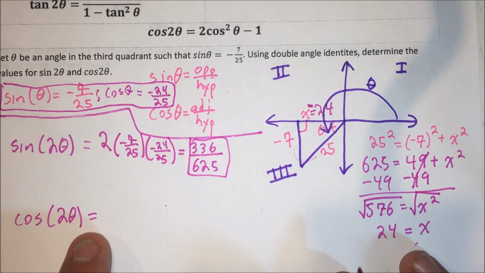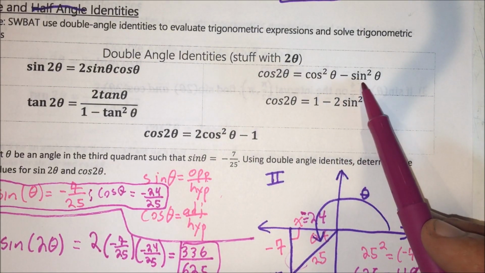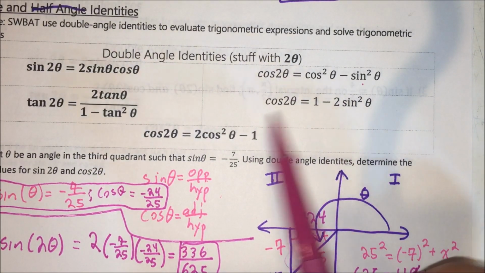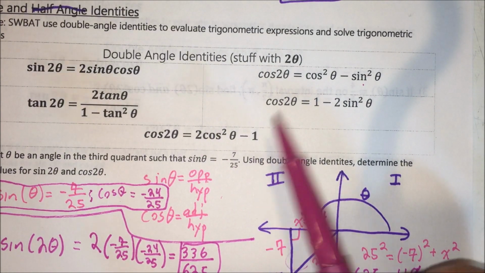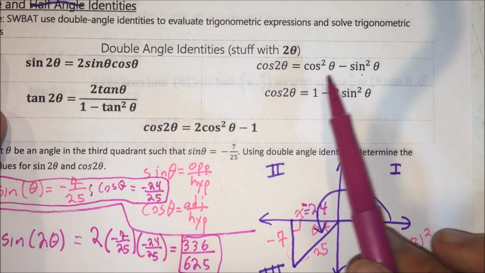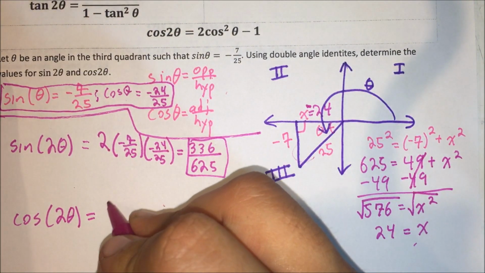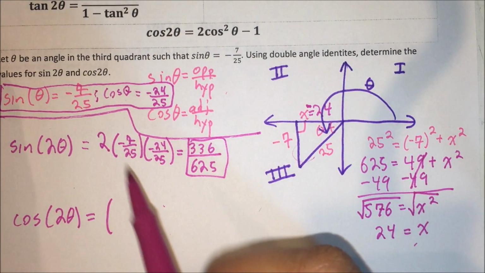For cosine of 2 theta, we actually have three options, right? We could say cosine squared minus sine squared, 1 minus 2 sine squared, or 2 cosine squared minus 1. Well, let's do the first one up here. And again, if you use any of them, that's not wrong. You'll get the exact same answer.